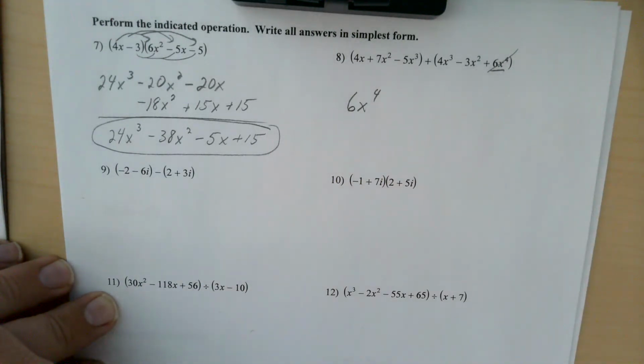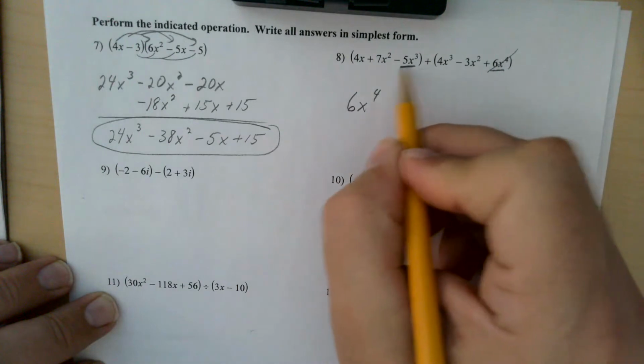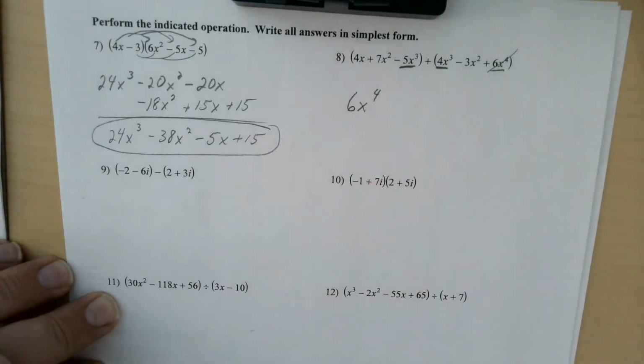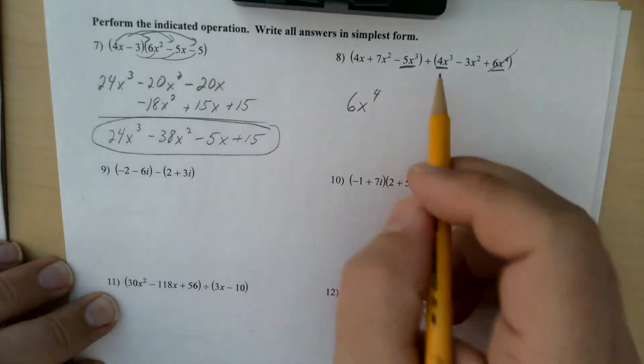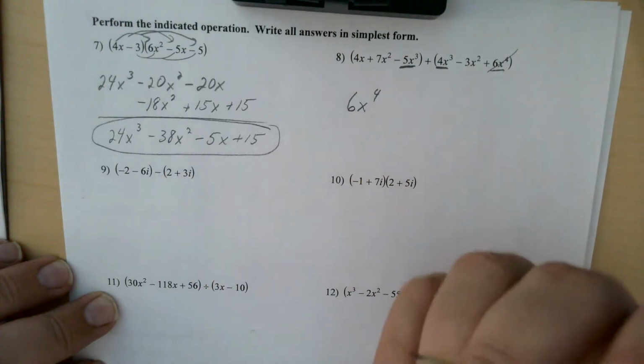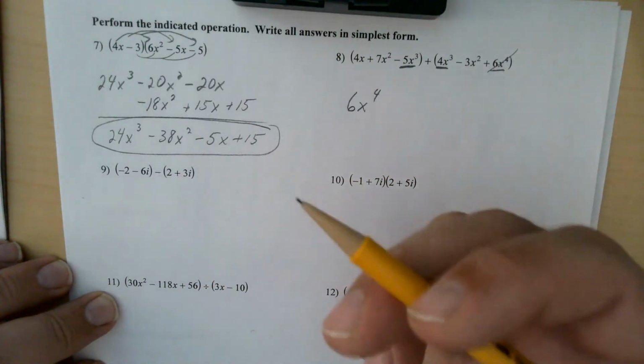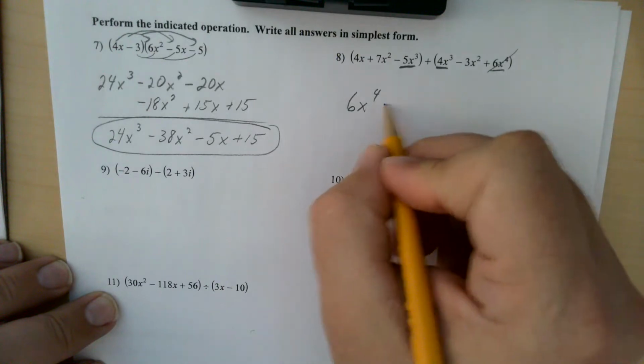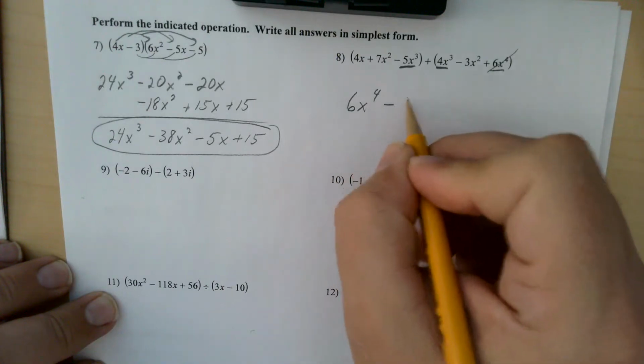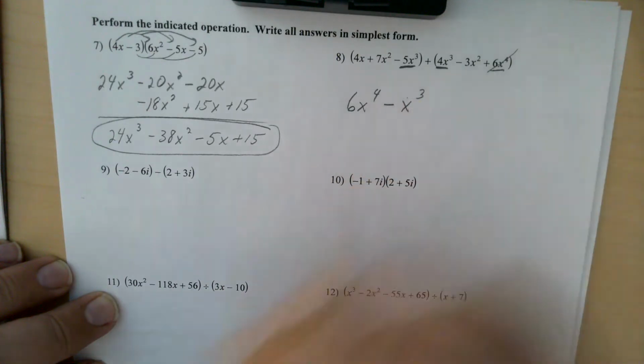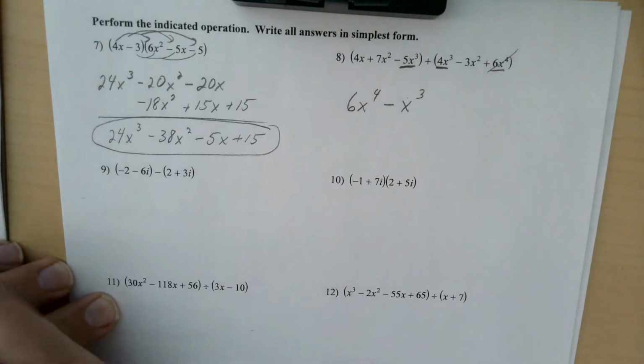Then the next one would be cubes. It looks like I have 2 terms with an x cubed, and when I have like terms, I just look at the coefficients. Negative 5 plus 4 is going to be a negative 1, and I'm just going to say negative x cubed. You could put a 1 if you want. It's up to you. This is now gone.